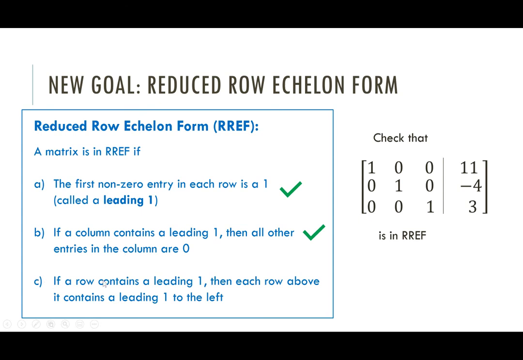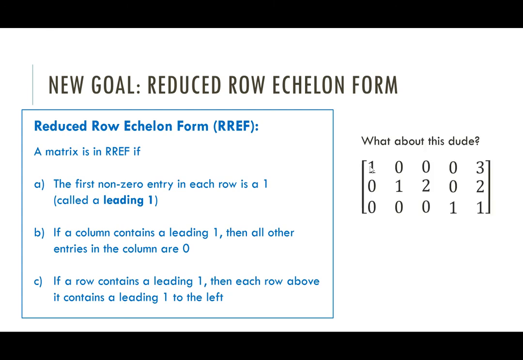And then finally, we're saying if a row contains a leading 1, then each row above it contains a leading 1 to the left. All right, so let's start at the bottom now. This row contains a leading 1, and do the rows above it have their leading 1s to the left of it? You're darn right they do. Similarly, you start at the second one. The rows above it have their leading 1 to the left. And here, no rows above it, so you don't have to check. All right, so all those are satisfied. So good. Reduced row echelon form does describe what our original goal was, but it's also broader in case we can't get to our original goal.